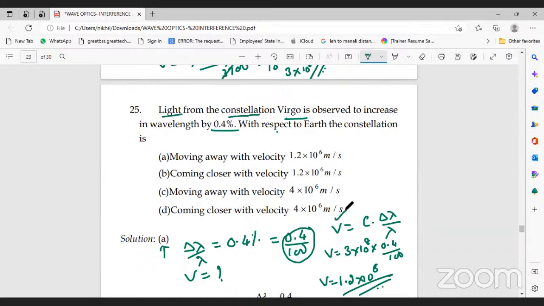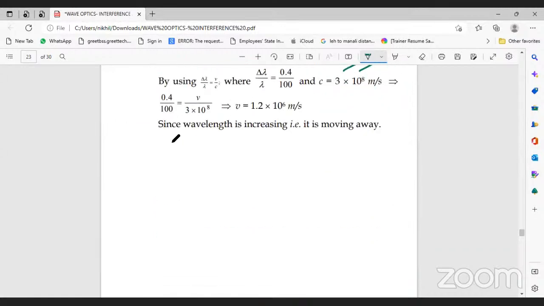But please remember, lambda change and velocity are directly proportional. If the increase in the wavelength, delta lambda, increases, velocity V also increases. I mean, it is moving away. With what velocity is it moving away? So 1.2 into 10 to the power 6 meter per second. So option A is the correct answer.